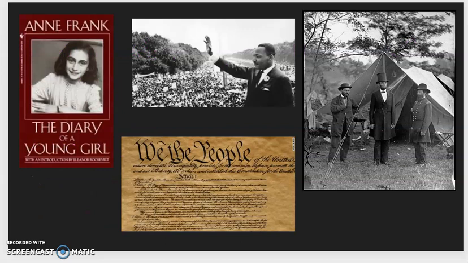Some examples of primary sources. Here we have the Diary of a Young Girl, which is the Diary of Anne Frank. In the middle, you can see Martin Luther King Jr. in his I Have a Dream speech. Speeches are primary sources. We also have Abraham Lincoln before he was about to give the Gettysburg Address, which is another famous speech, which is another example of a primary source. And on the bottom, you have Article 1 of the Constitution, which would be a primary source, people actually there creating the events.